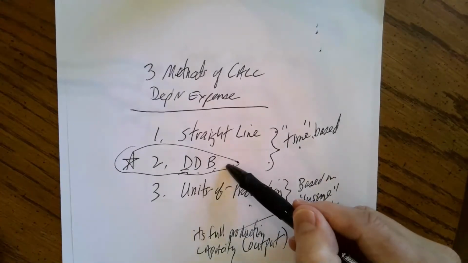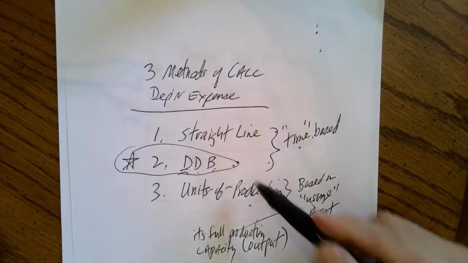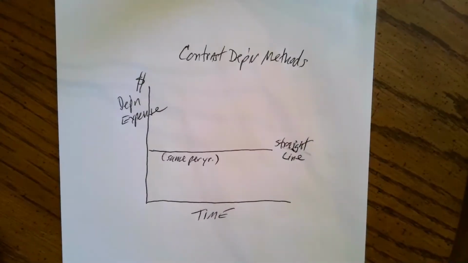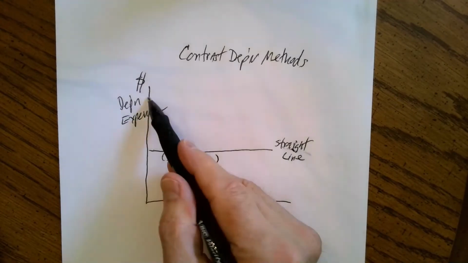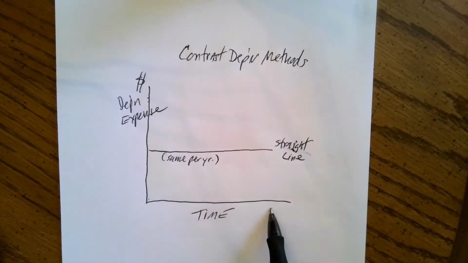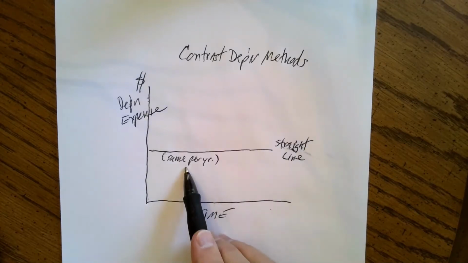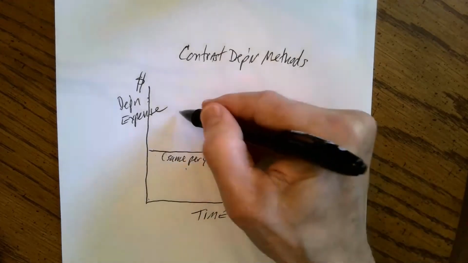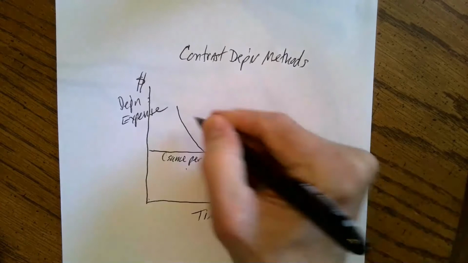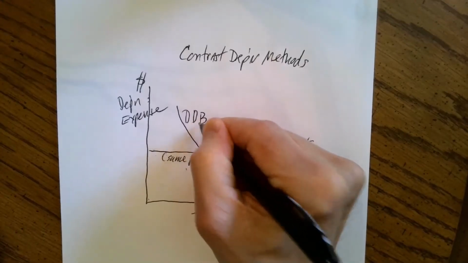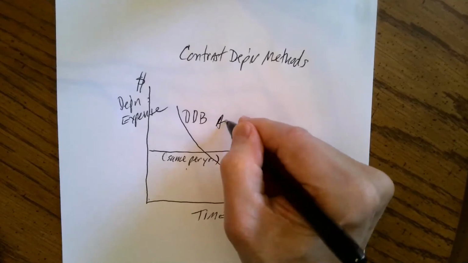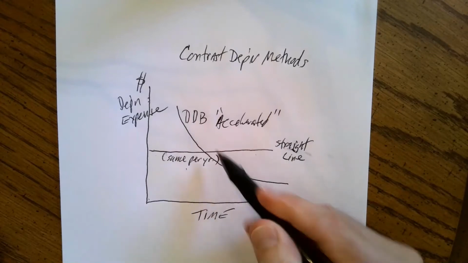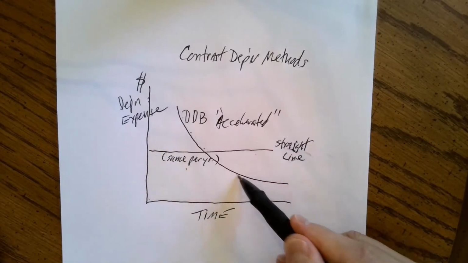Again, double declining balance is known as an accelerated method. It gives you more depreciation expense in the early years than in the later years. Again, straight line, depreciation expense per year on one axis, years over the other, same amount per year. If you graph the dollar amount of depreciation by year, it gives you a straight line. Whereas double declining balance, depreciation is accelerated, meaning more depreciation in the early years of life and less in the later years of life.